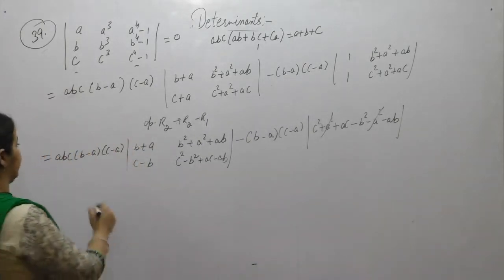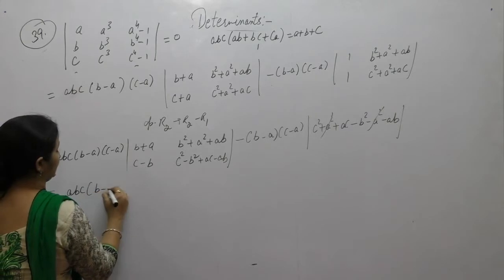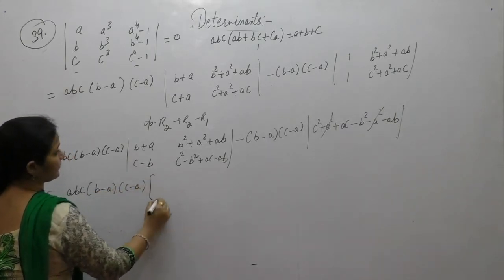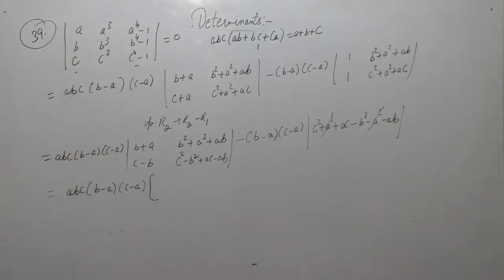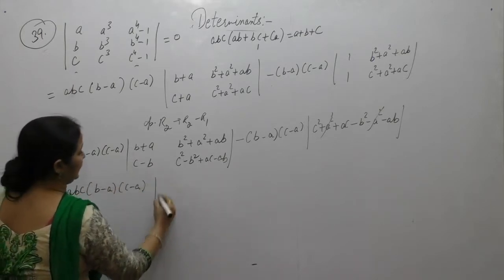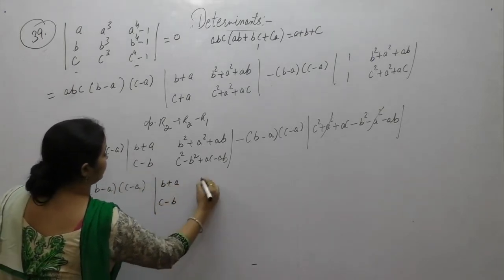Now expand it. ABC, B minus A, C minus A. Multiply these terms. B plus A, C minus B. Now operate. Now from this determinant we can take C minus B common.